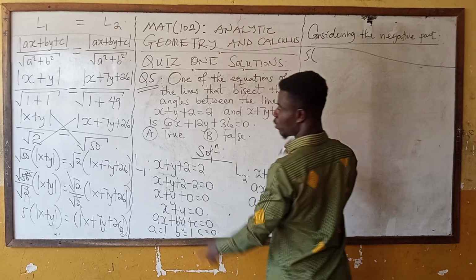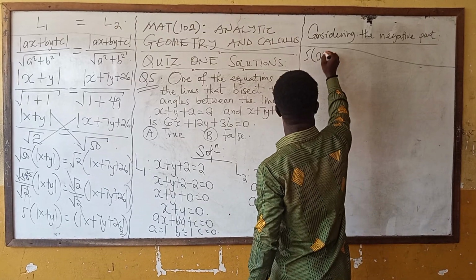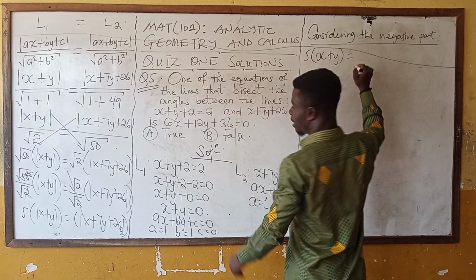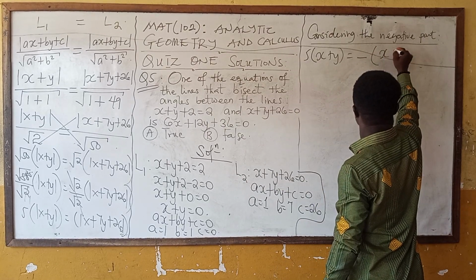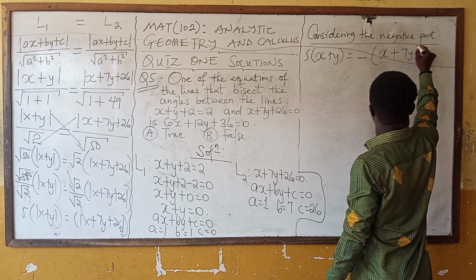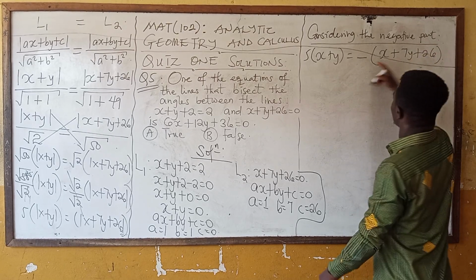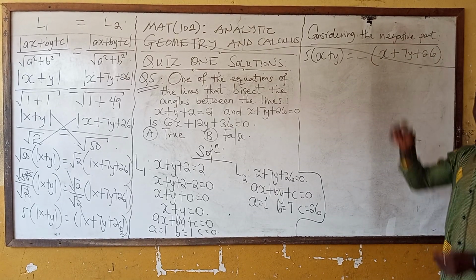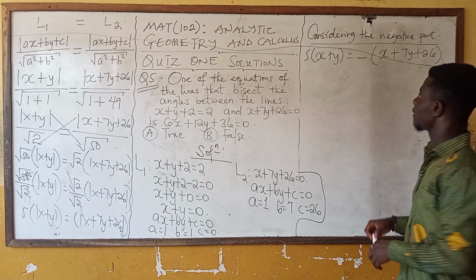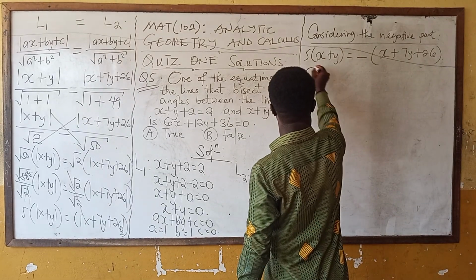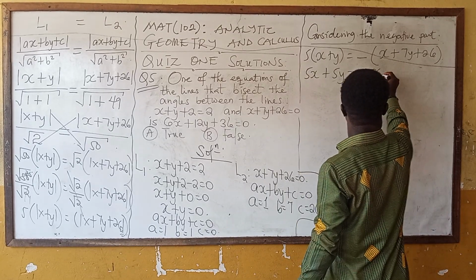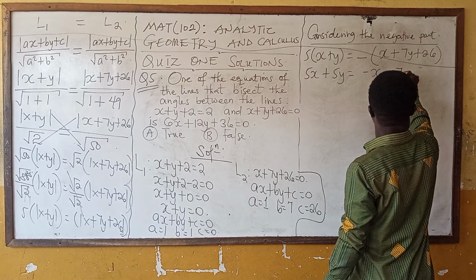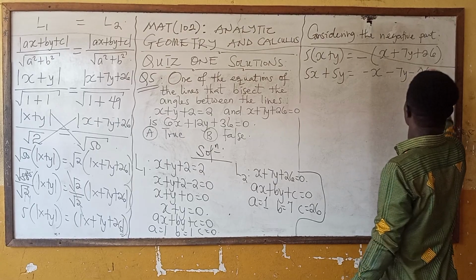So I have 5 multiplying x plus y, which must be equal to the negation of the other side, because we are taking the negative part: negative of x plus 7y plus 26. So the negative, make sure that it affects the whole of the expression. So I have 5 times x, which is 5x plus 5y equals negative x minus 7y minus 26.